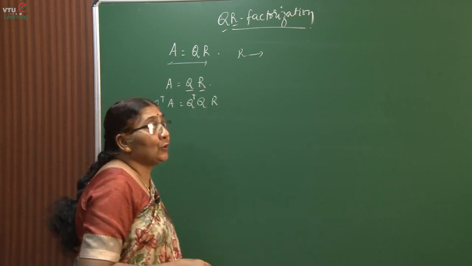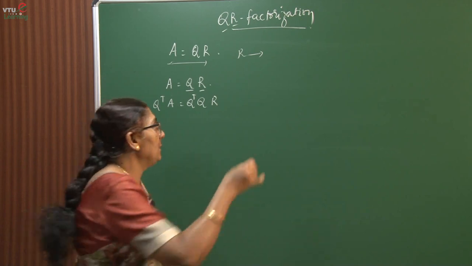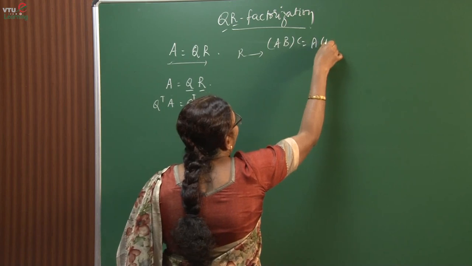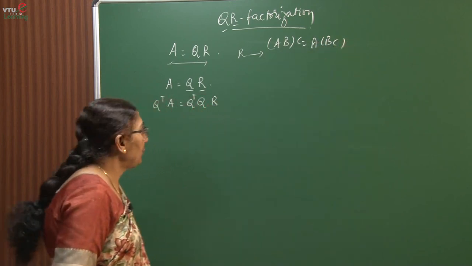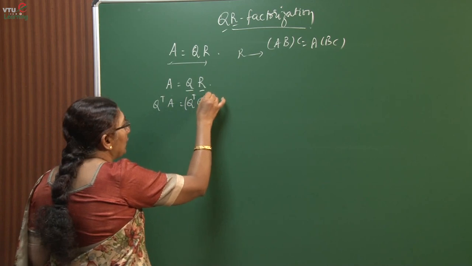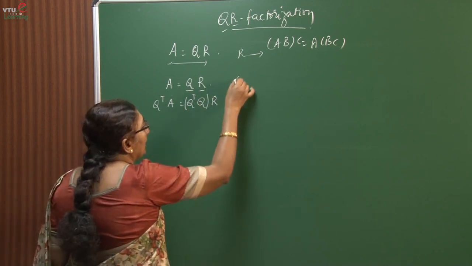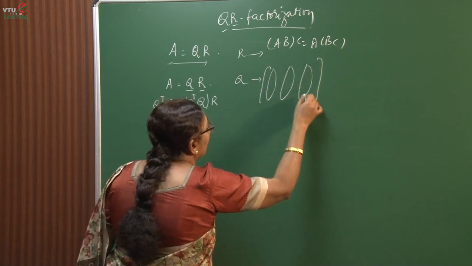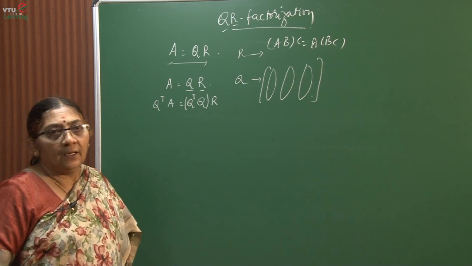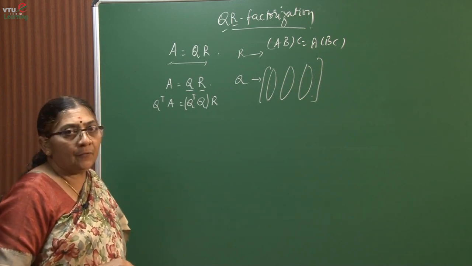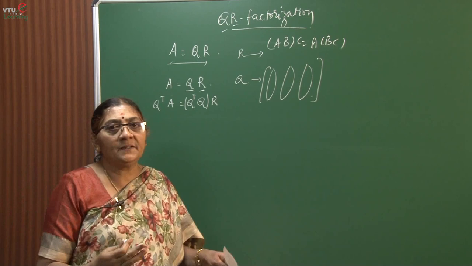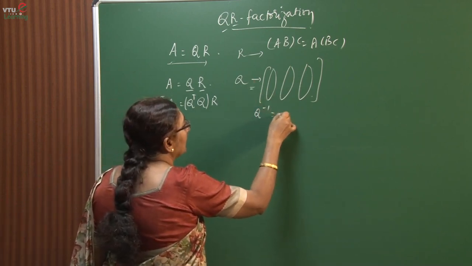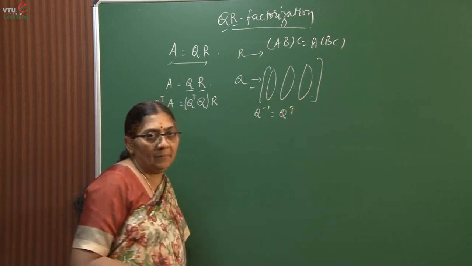You know that the associative property holds for matrices, meaning if A, B, C are matrices, then (A into B) into C is the same as A into (B into C). Both must be the same. Now, based on the associative property, I group these two. Each column of Q is a normalized vector of the columns of A. Therefore, whenever the vectors are normalized, the inverse of the corresponding matrix is nothing but its transpose. Keep in mind.